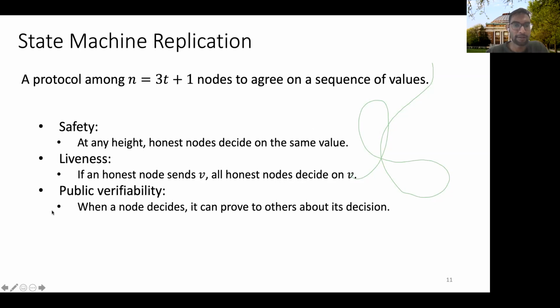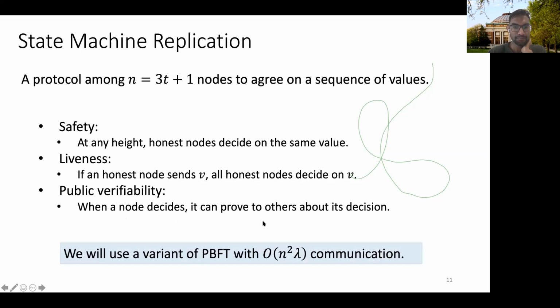We also want public verifiability, which is not particularly required in a state machine replication protocol, but we do want it. It says that whenever a node decides on a value at any given height, it can prove to others its decision. In our protocol, we use a variant of PBFT called Istanbul BFT that has order n squared lambda communication per decision.